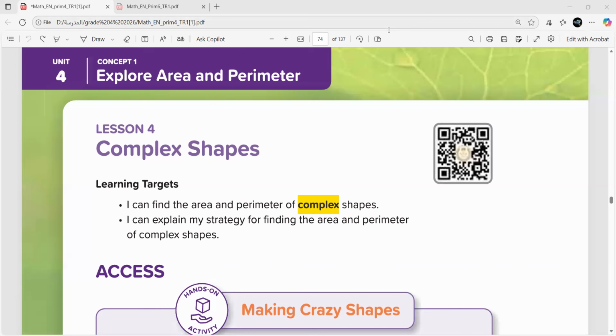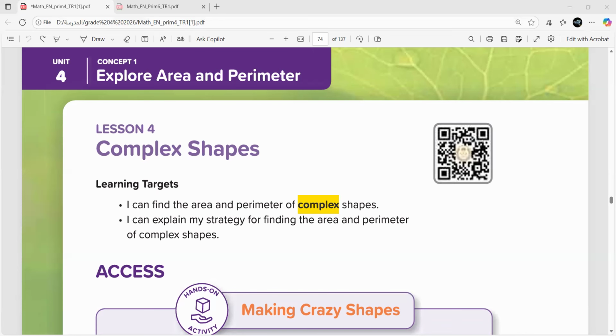And now we are going to study complex shapes. What is a complex shape? A complex shape is a shape that is not a rectangle and not a square, but is combined. It is a combination of rectangles and squares. So this shape is a complex shape. Let's see this example and solve it together.